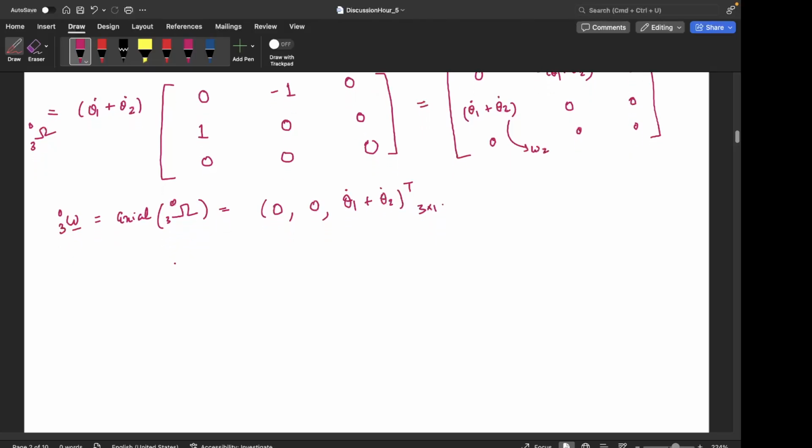Similarly, you can do this exercise if you just solve some bigger matrices. So it will be for a 3R manipulator. You can do this exercise and find out that this is equal to 0, 0, theta 1 dot plus theta 2 dot plus theta 3 dot.